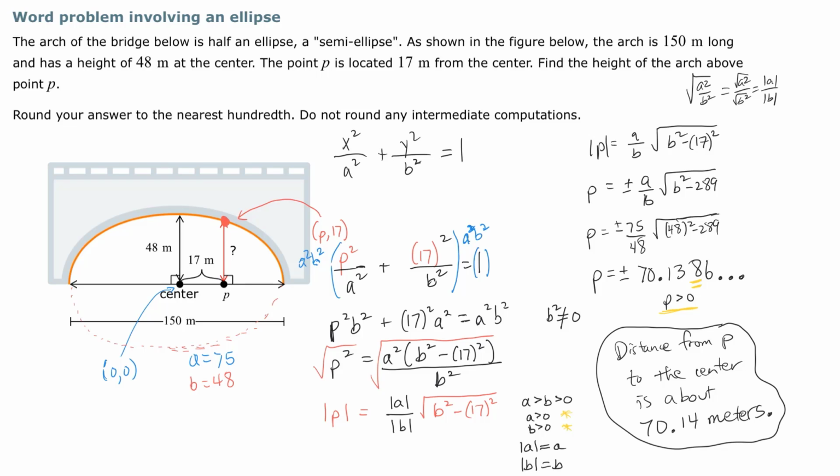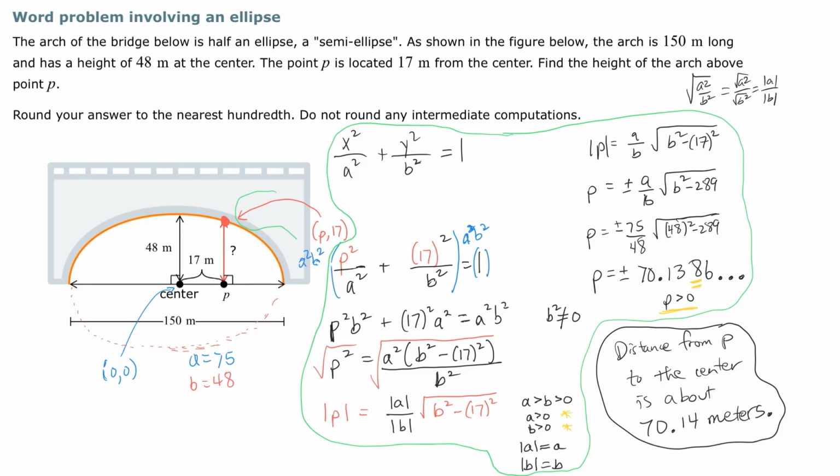Make sure you could replicate all the work on this page. You need all of it. You need this ordered pair here as well. I should circle that too.